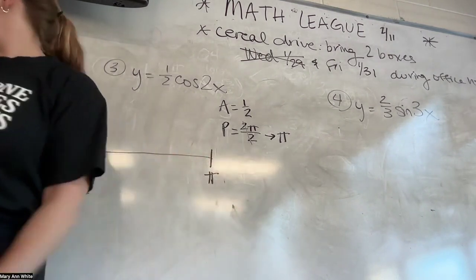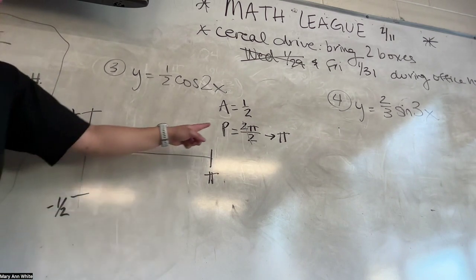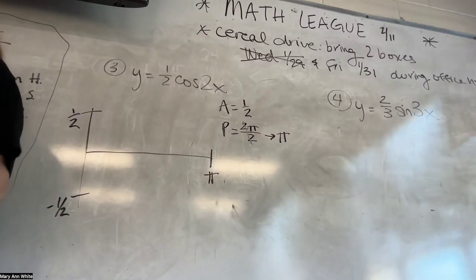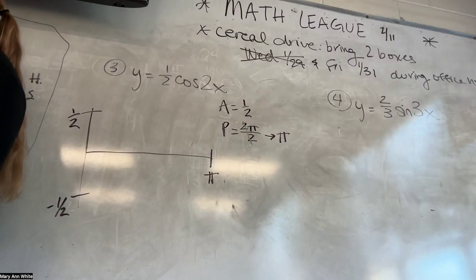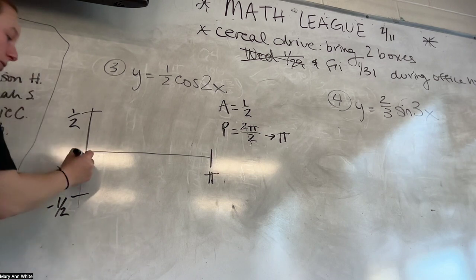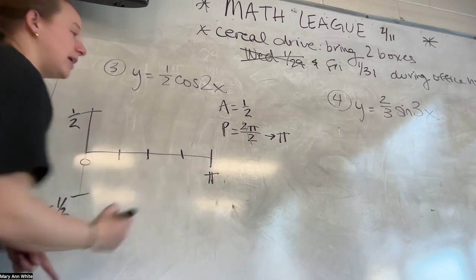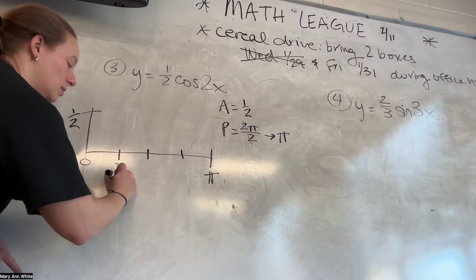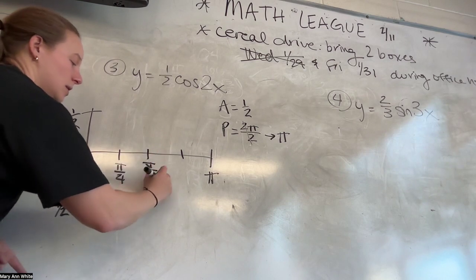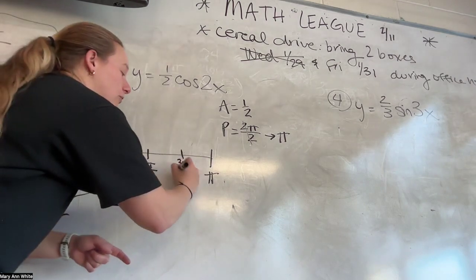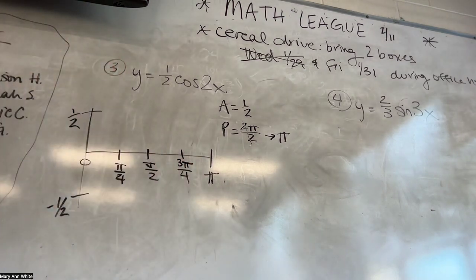Okay, now we got to do our angles. We just divided 2 pi by 2 to get pi as my new period. I'm going to take all of these and divide them by what? 2. 0 divided by 2 is 0. Pi over 2 divided by 2, pi over 4. Pi divided by 2, pi over 2. 3 pi over 2 divided by 2, 3 pi over 4. Good. See, the more we do it, the less hard it is, right? Good.